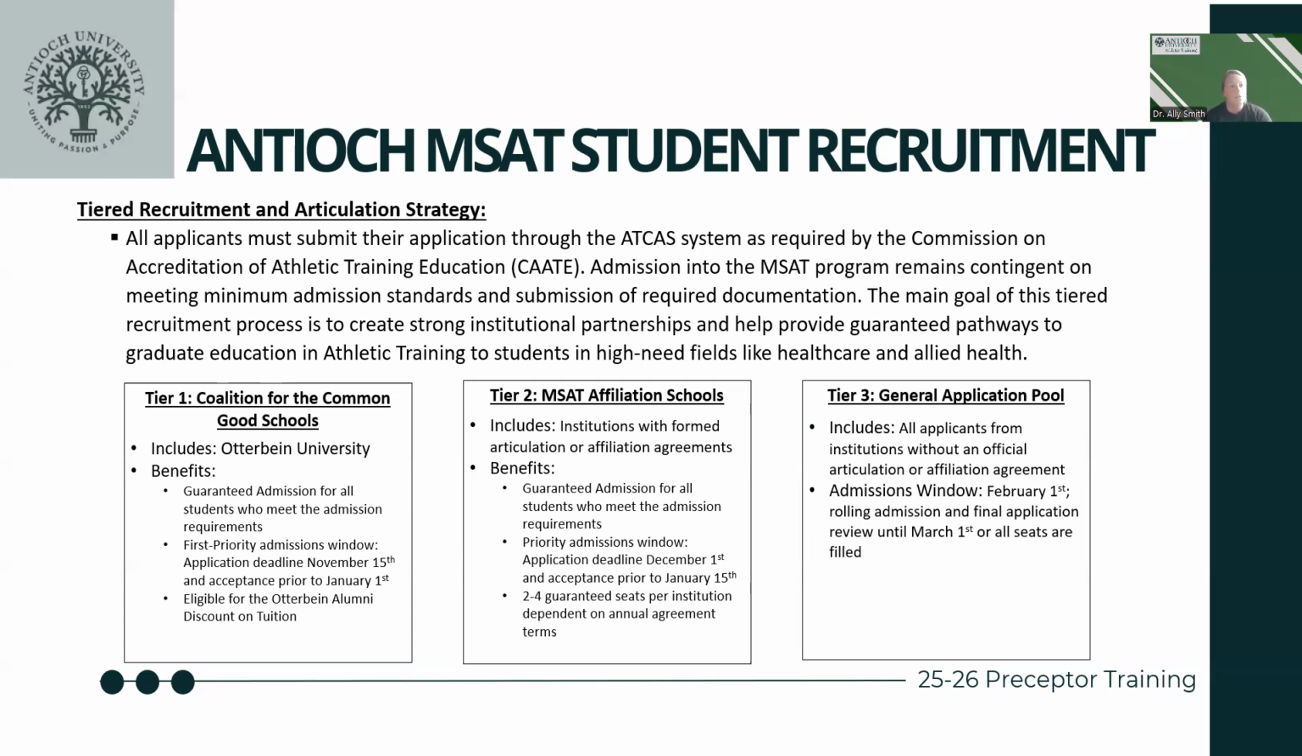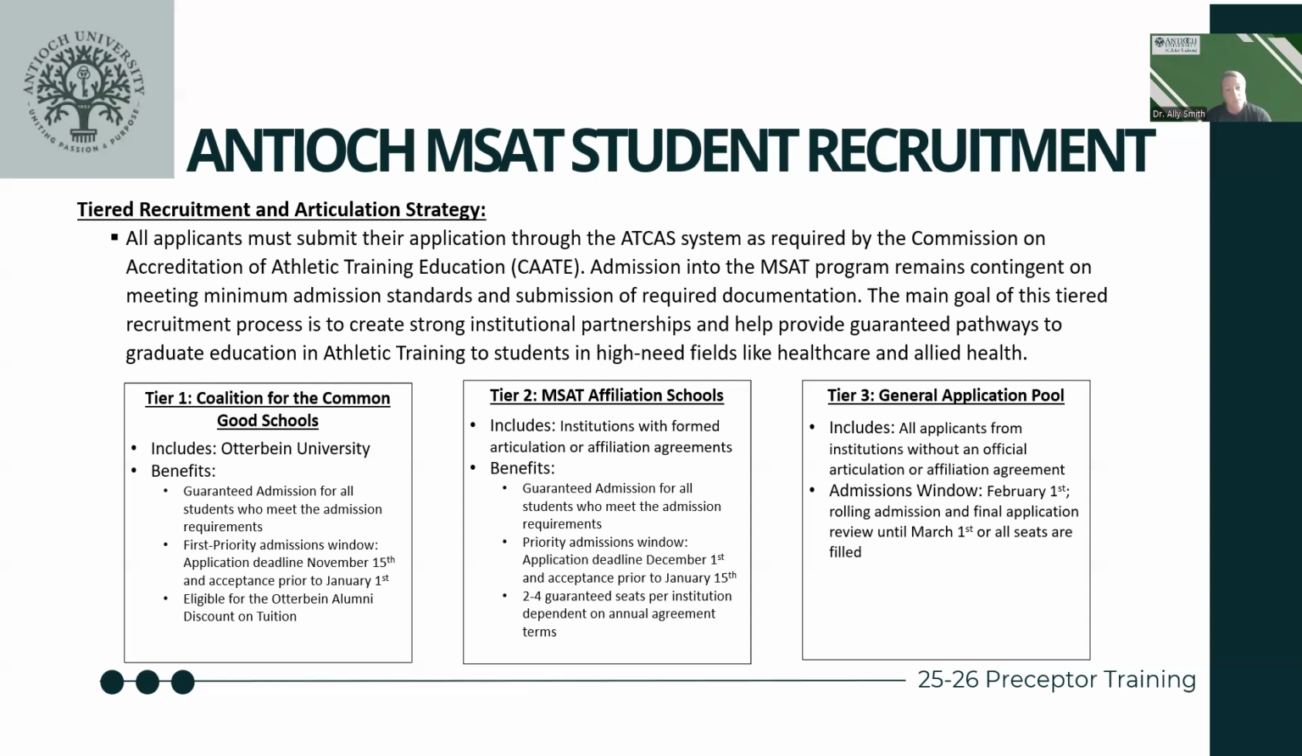Our tier 2, though, is that we are working with universities across the country and across the state to create affiliation agreements where we can say guaranteed seats for X number of students from X school. We are in the process now of working through those affiliation agreements with certain universities, but that really helps us get our name out there as well as guarantee students a home here at Antioch through their undergrad program. And then our tier 3 is our general application period. They will have the last window of acceptance, but those are for any other students from any other schools outside of Otterbein and our affiliation agreement schools.